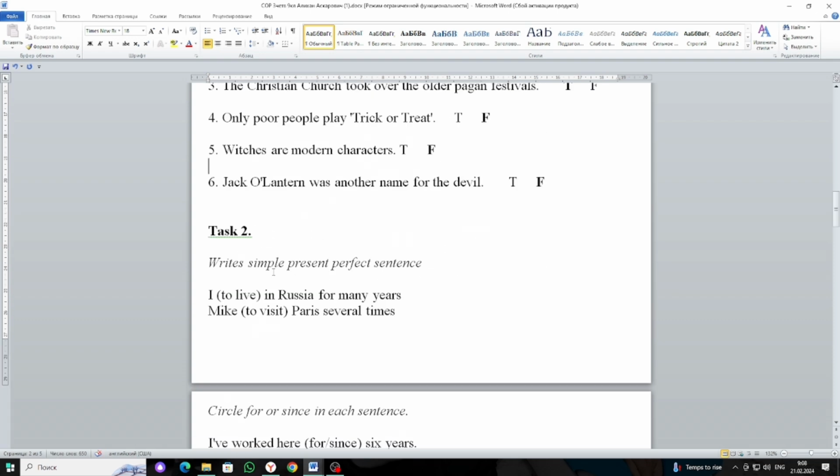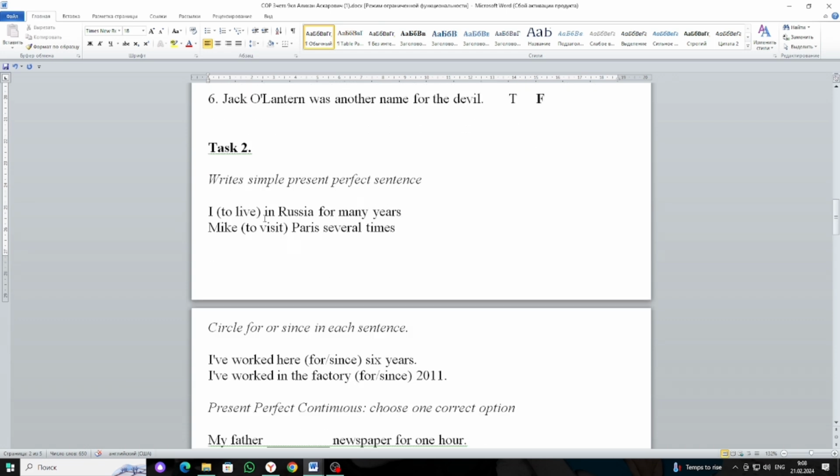Next, task 2. Write present perfect sentences. For example, I live in Russia for many years. Мен көп жылдар бойы Россияда өмір сүремін дегенде present perfect-ке қалай қоямыз? I have lived in Russia for many years.